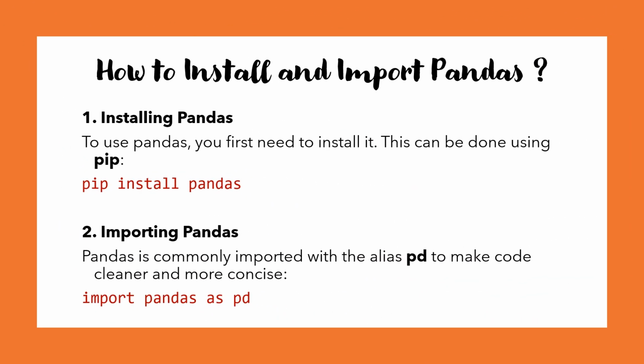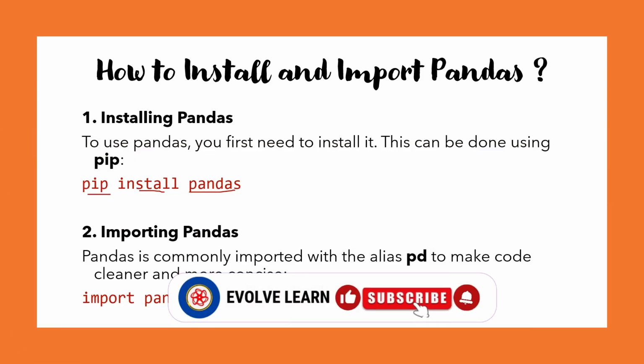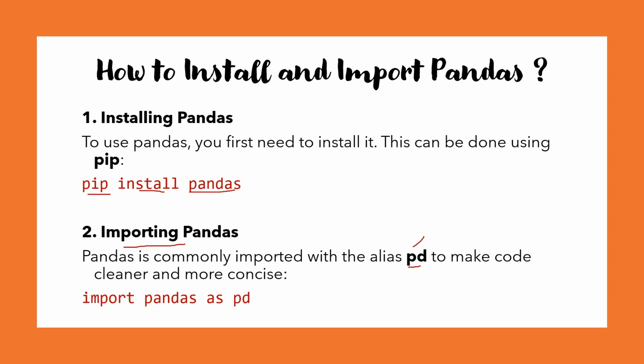To get started with Pandas, you need to install it using the simple command pip install pandas. This command will download and install the pandas package along with the dependencies it requires. Coming to importing pandas, we commonly import pandas with the alias pd. This alias makes your code cleaner and saves time. Just imagine writing pandas 100 times in a code. It will be hard, right? That's why in place of pandas we use the alias pd.